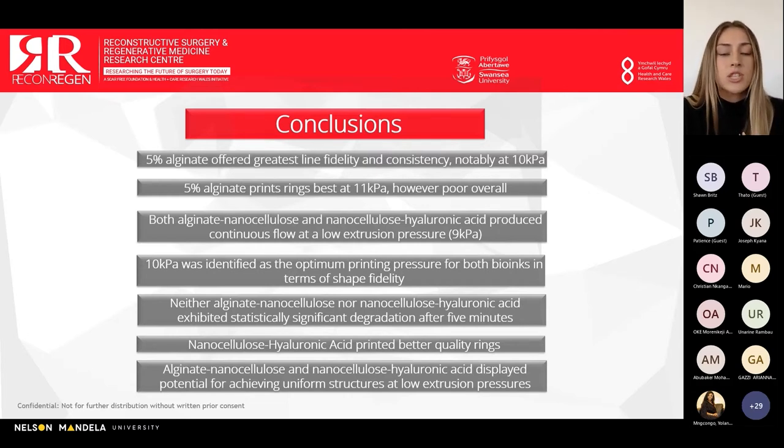Our hypothesis originally stated that the strength, stiffness, and shear thinning behavior of nanocellulose would promote the fidelity and uniformity of structures printed from these blends at low extrusion pressures. Overall, this research has shown promise that uniform structures with shape fidelity can be achieved at low extrusion pressures by both blends.